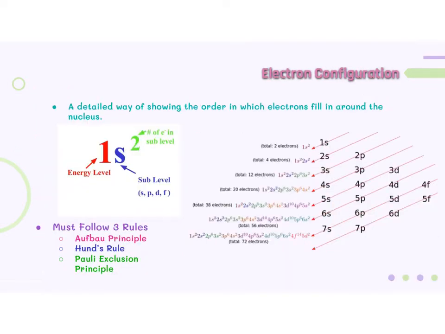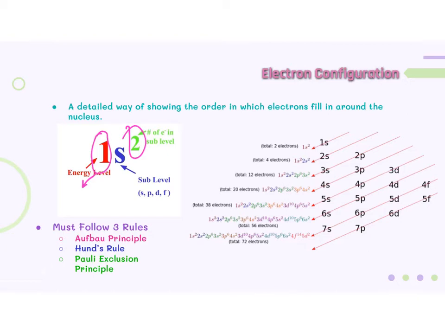Electron configuration is a detailed way of showing the order in which electrons fill around the nucleus. So we have here, the 1 that comes in front of that 1s2 is the energy level. The sublevel then is the s. So this is in the 1s energy level and sublevel, and this exponent of 2 is the number of electrons in the sublevel. So we know from this electron configuration that there are 2 electrons in the 1s orbital.